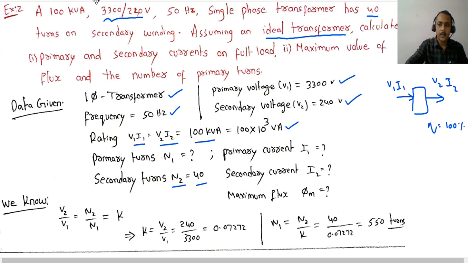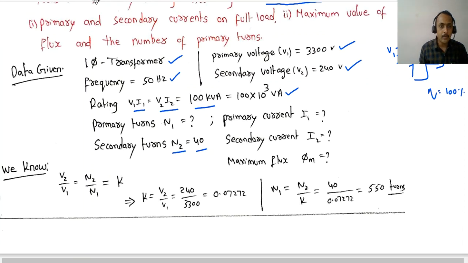Good? Next, observe from the basics, V2 by V1 equal to N2 by N1 equal to K. This is very familiar. So here the value of K equal to V2 by V1. V2 is already known, 240 divided by 3300, and we will get 0.07272.